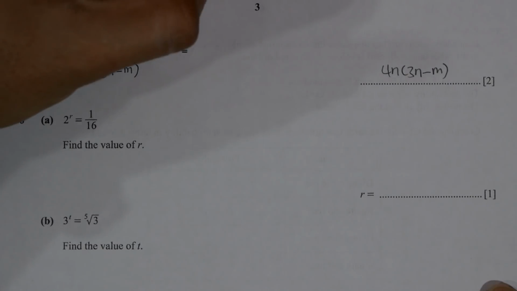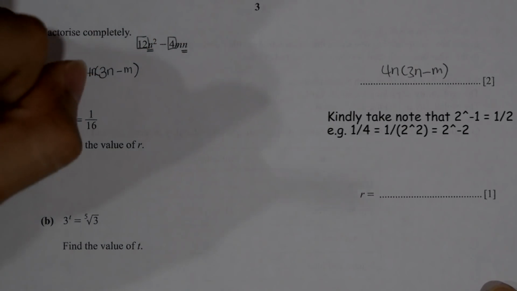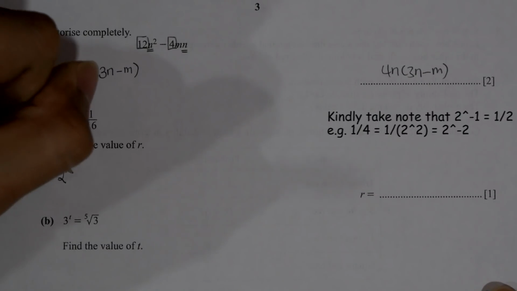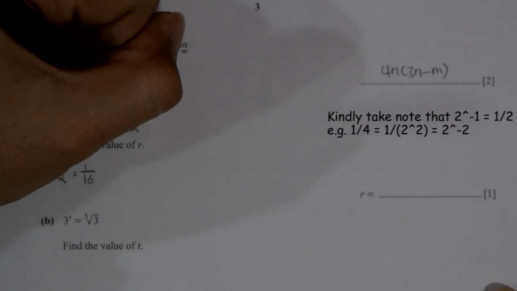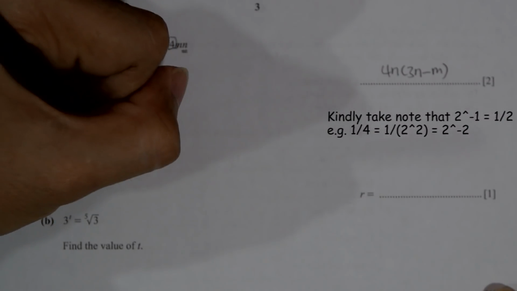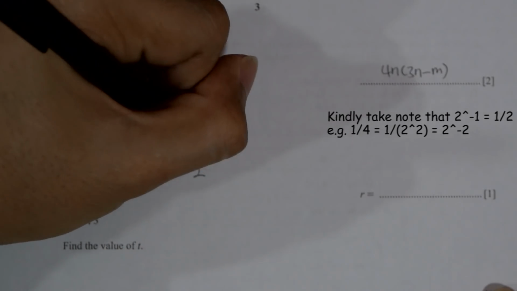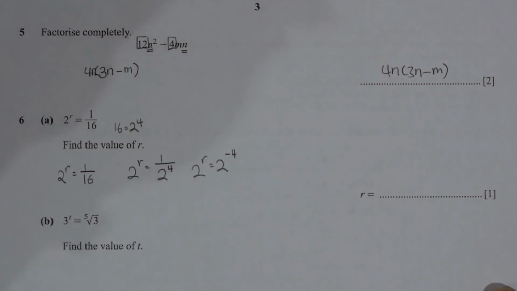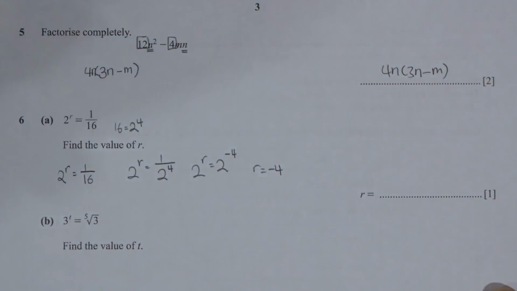So next, as shown in the example, 2 to the power of negative 1 is actually 1 over 2. So in our case, 16 is actually 2 to the power of 4. Okay, so to change it into a whole number, all you need to do is put a negative there. So r is actually negative 4.